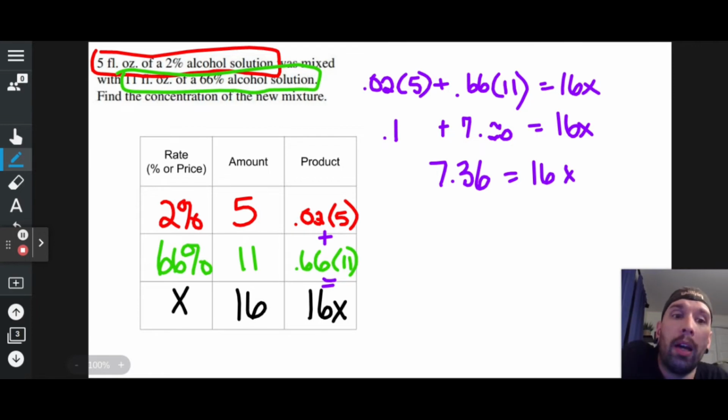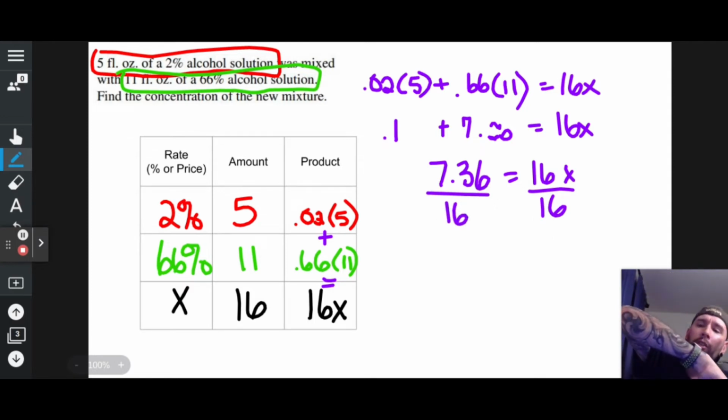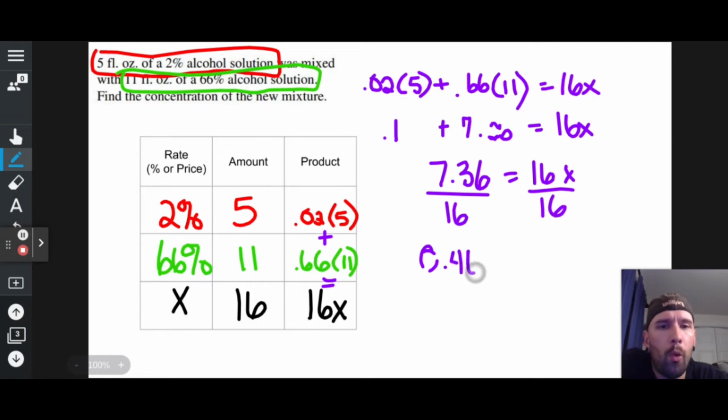Is x all by itself? No, we have to divide 16 from both sides. 7.36 divided by 16. It's 0.46. So 0.46 is my rate, which means I want to turn that into a percent. So 0.46 is 46 out of 100, so my final answer is 46%.